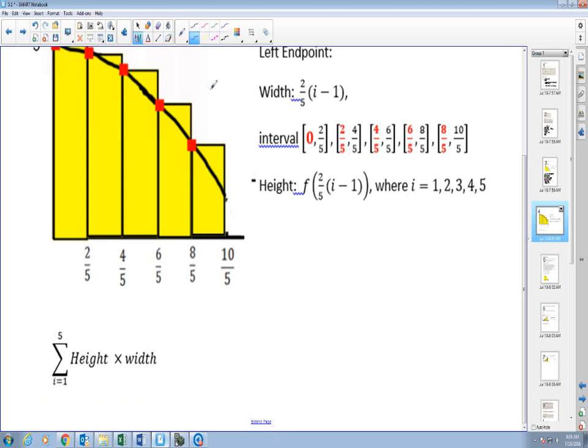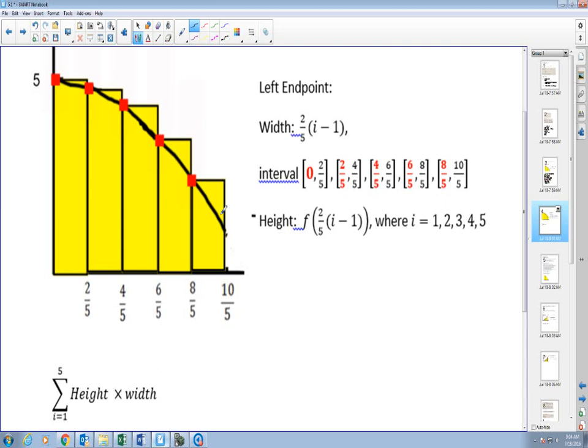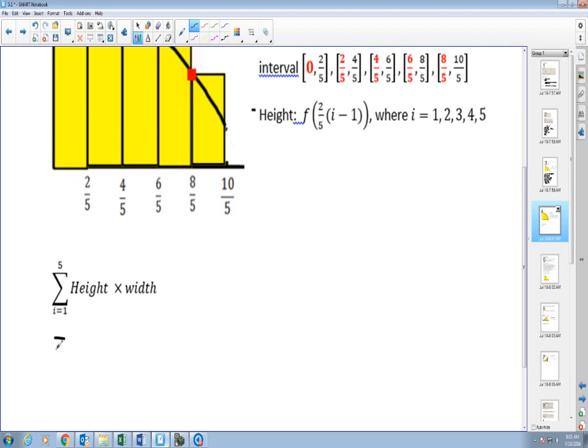And you can kind of see that this rectangle here, the one above the curve, is going to be bigger than the one that was under the curve. So let's write it out. The sum of i equal to 1 through 5. My height, f of 2 over 5 times i minus 1, times the width, 2 over 5 times i minus 1.